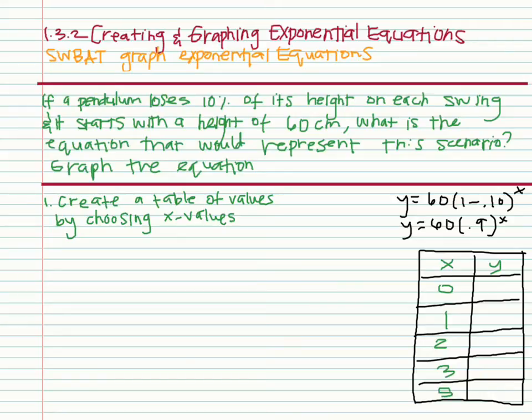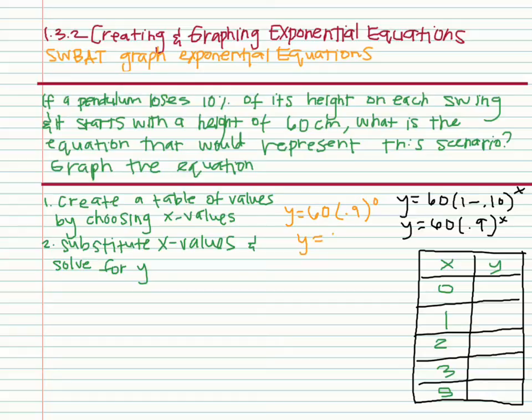Next thing I need to do is substitute my x values and solve for y so we can complete this table. Let's first substitute 0 in place of x. y equals 60 times 0.9 to the power of 0. I know anything to the power of 0 equals 1, so that's going to turn into 60 times 1. And 60 times 1 is just 60. So that means that if x is 0, y has to be 60. So we'll put a 60 in there.